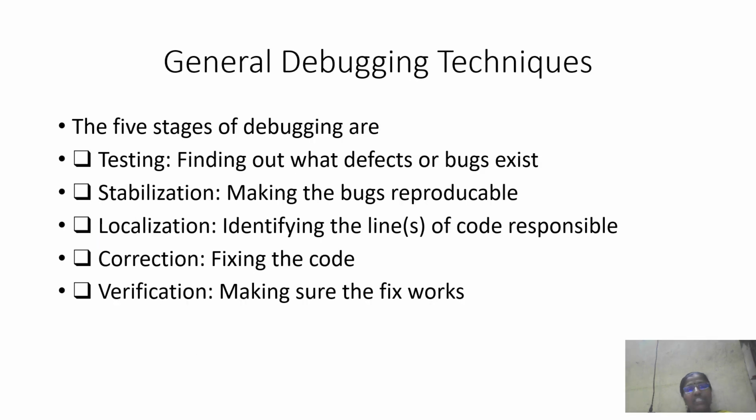The 5 stages of debugging are: testing, that is, finding out what defects or bugs exist; stabilization, making the bugs reproducible; localization, identifying the lines of code responsible for the bug; correction, fixing the code; and verification, making sure the fix works.